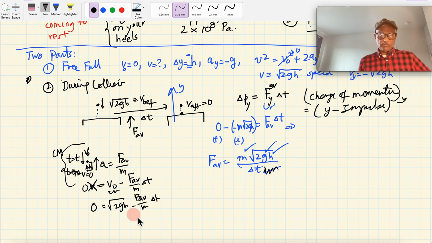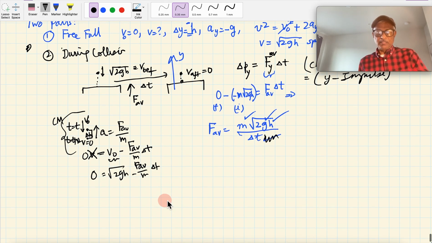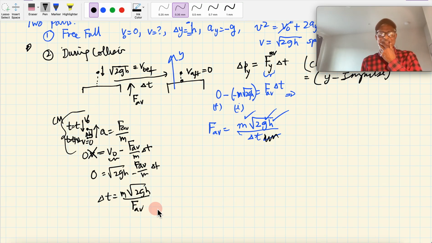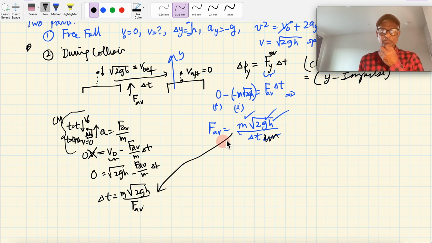And so you can actually get this delta t from here: square root of 2gh times m over F average. So you have exactly the same thing. You can get it from here also. There are other ways of getting it.